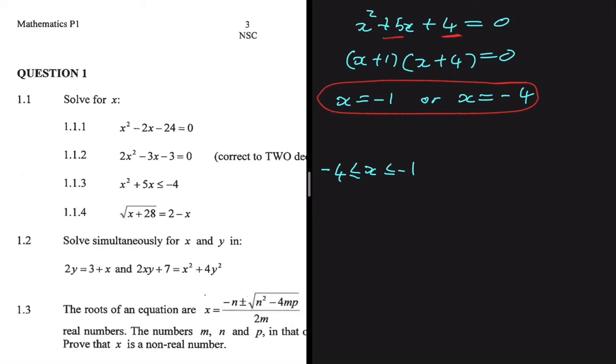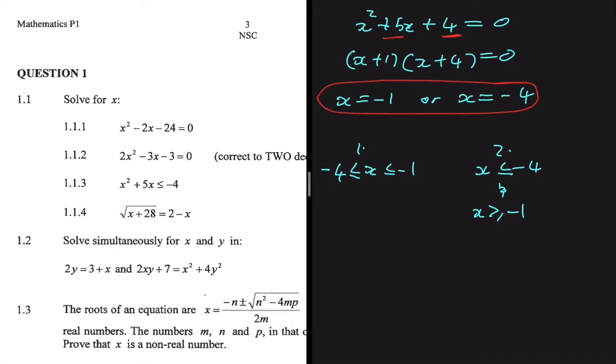Our other possible solution is that our answer is outside that range, right? So what am I saying? We're saying that x is less than or equal to -4 or x is greater than or equal to -1. We only have these two possible solutions, the first one and the second one. So now let's check which solution is true, right?